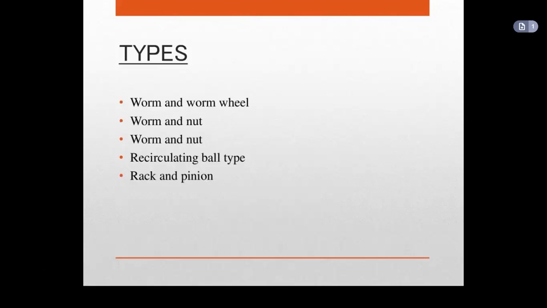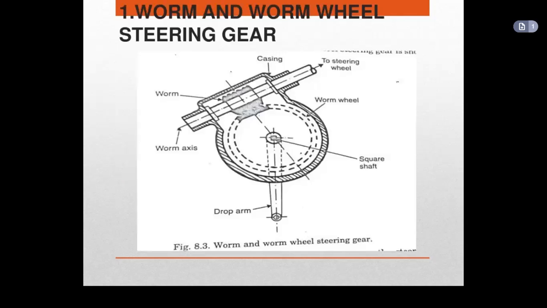If we see the different types, the worm and worm wheel type is available, then the worm and nut type, then the recirculating ball type, and rack and pinion. These types are available. In these, rotary motion is converted into linear motion: worm and worm wheel, worm and nut, recirculating ball type, rack and pinion.